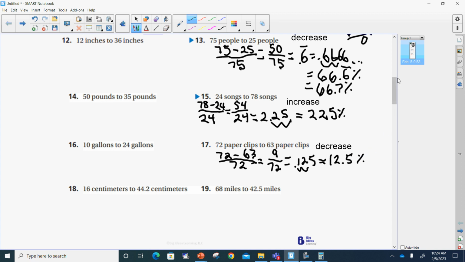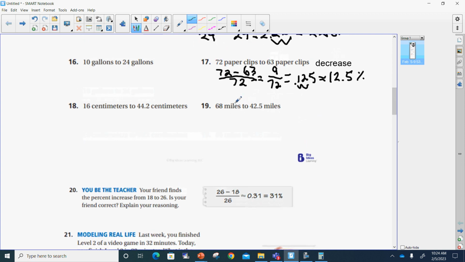All right, number 19 says 68 to 42.5. That's a decrease again because the number went down. When I solve it, I see that I'll have the big number, 68, minus 42.5, and we're going to put that over the original number, 68.